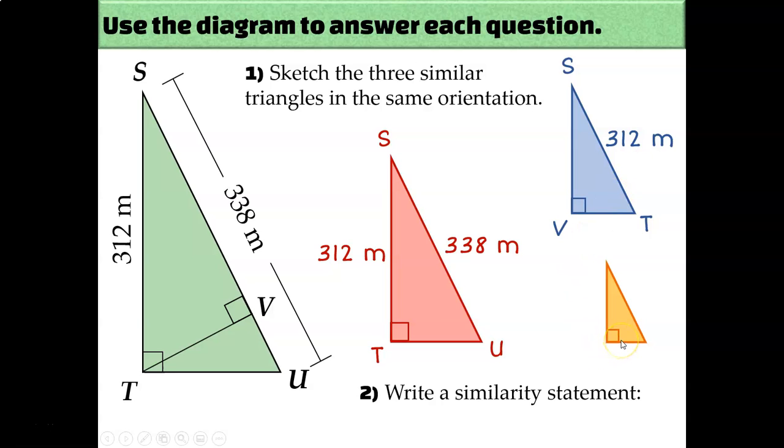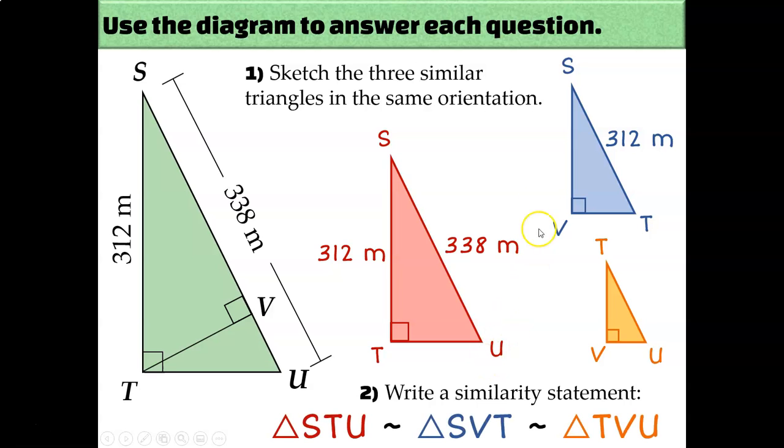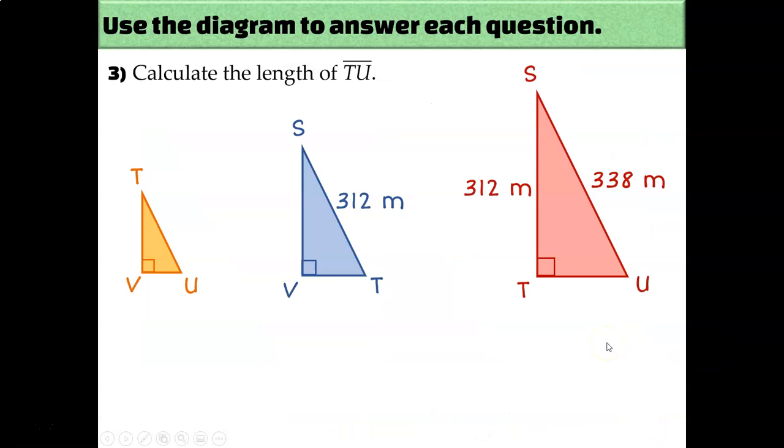Now let's label the baby triangle. That's this little triangle right here in the original diagram. Its right angle is called V. If I go from V along the short leg, it ends at U, and V along the long leg, that ends at T. Now, unfortunately, there's no extra sides here that I can label, so there's nothing else that I can put on my diagram. But I can write a similarity statement. If I call my first triangle triangle STU, I would have to call the other triangles SVT and TVU. So now let's use these diagrams to figure out the missing side lengths.